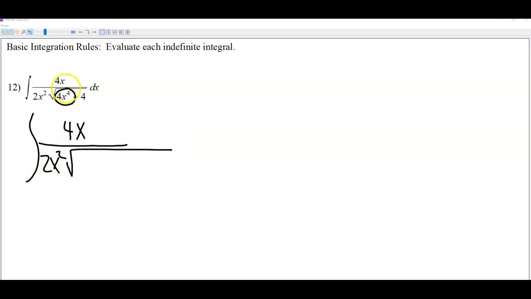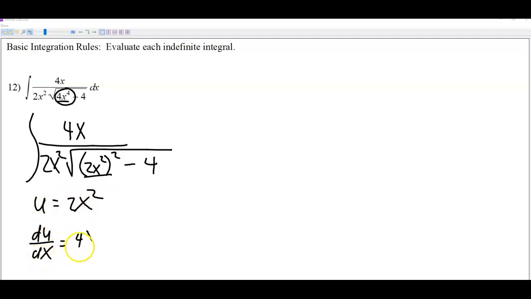I'm going to rewrite that as something being squared instead. Okay, so what to the second power would give me 4x to the fourth? Well, that would be 2x squared. Once you've got that, we're going to call that a u, and we're going to do the derivative of u with respect to x, which is 4x, and then getting the dx by itself, we have du over 4x.